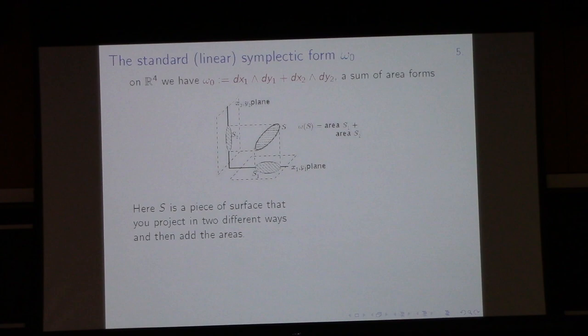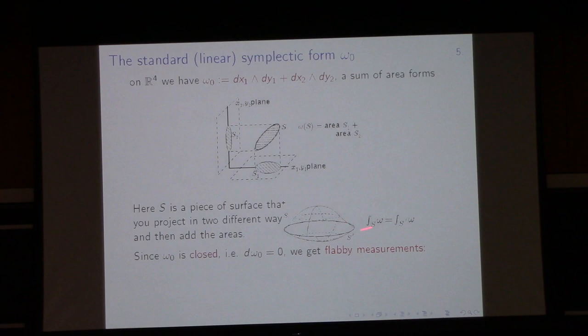And what you get is what I think of as a flabby measurement, because if you have a piece of surface, it of course has an area, which is just the integral of omega over the surface. But if you move the surface, keeping the boundary fixed, then you don't change the measurement, because omega 0 is a closed form, and so Stokes says it is still independent.